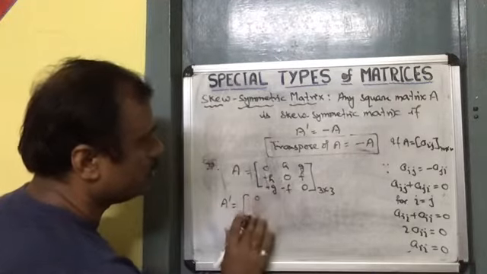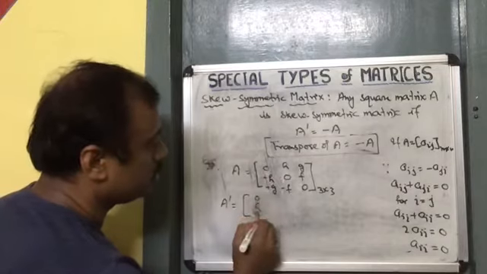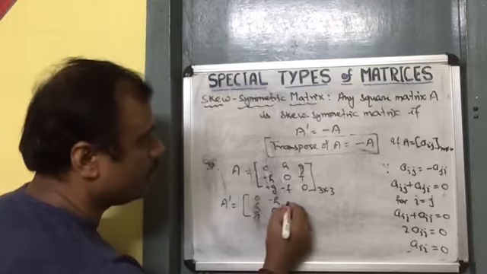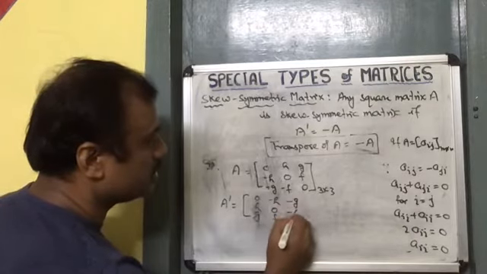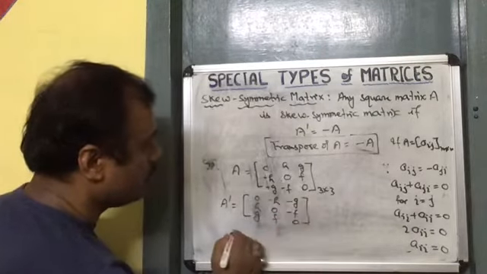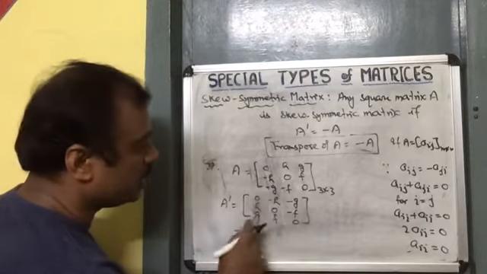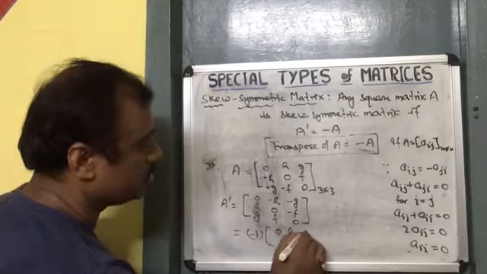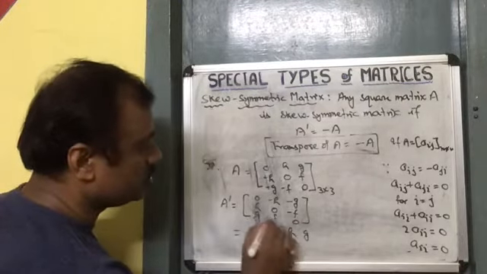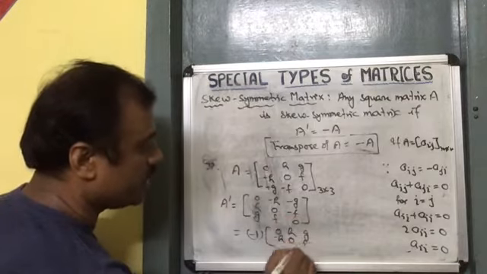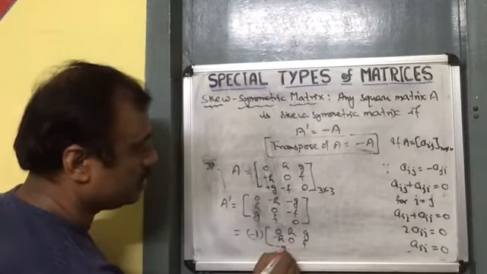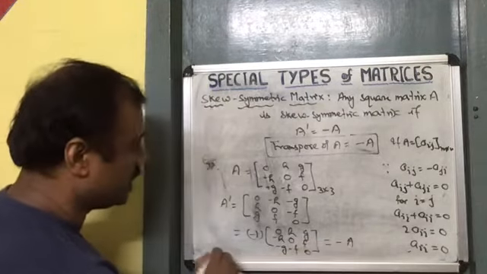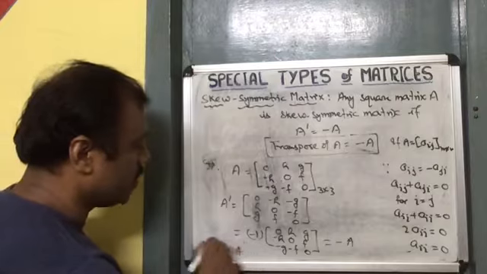0, H, G, minus H, 0, F, minus G, minus F, 0. Now multiplying by minus 1 to inside and outside also. So 0, H, G, minus H, 0 plus F, and here minus G, minus F, and 0, which is what? Minus A. Here again A dash equals to minus A.